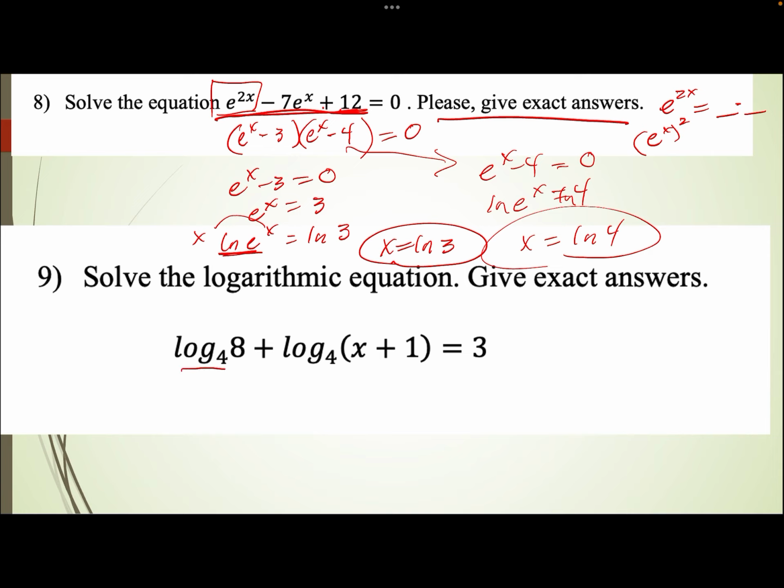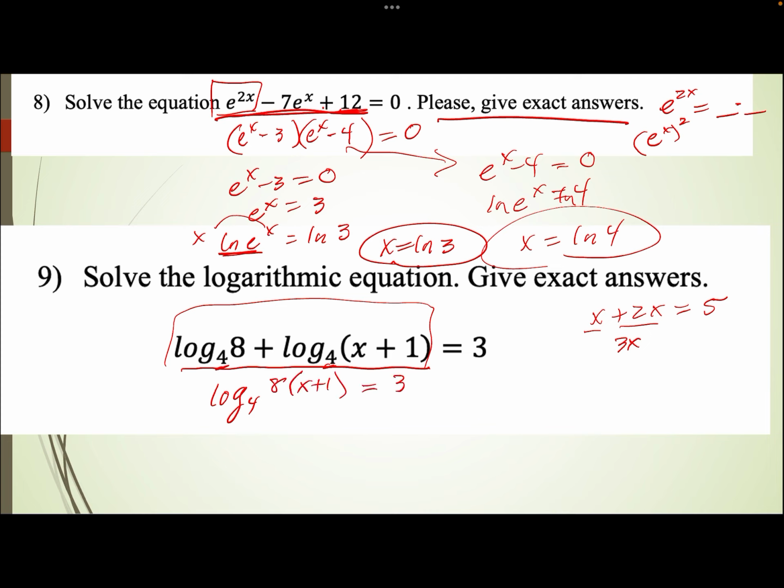Now, remember with logs, I need one log. I cannot solve it otherwise. It's like if I had x plus 2x equals 5, you wouldn't try and solve this without putting it together. So it's the same with logs. Let's put the logs together. What is the rule for putting logs together? When I add, I multiply. They have to be the same base, but then I multiply. And I get log base 4 of 8x plus 8 equals 3.